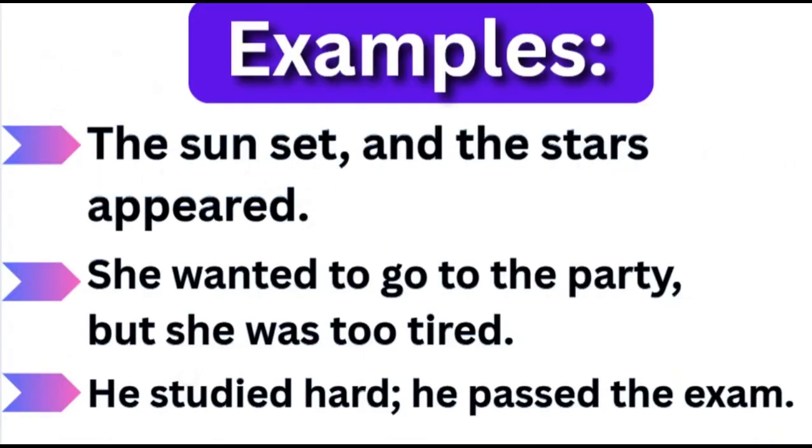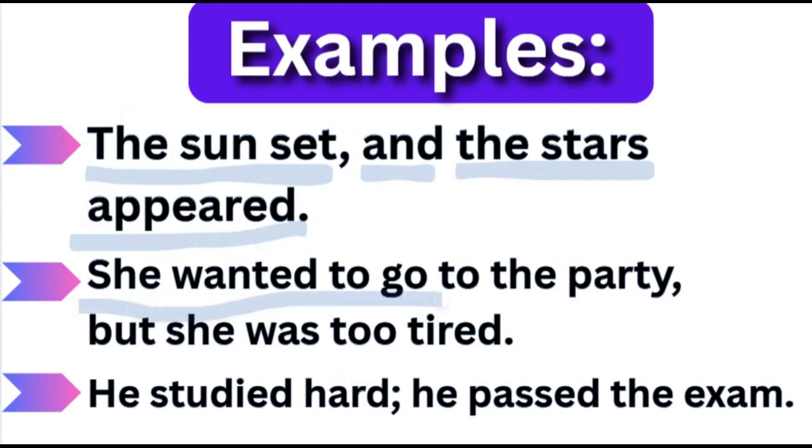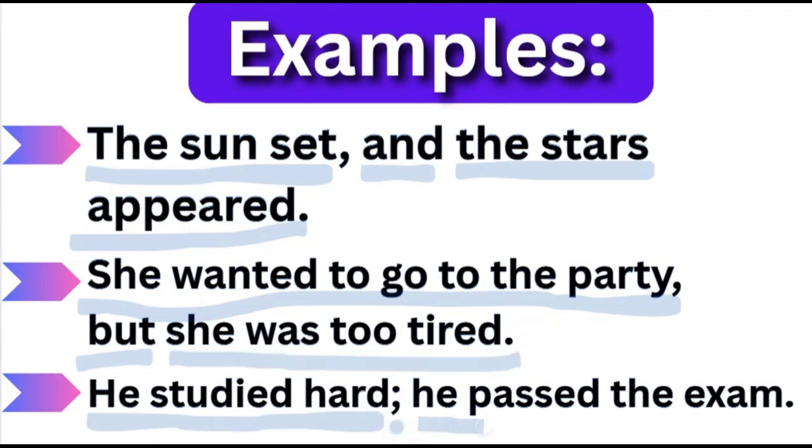Examples: The sun set and the stars appeared. See, the sun set is a complete sentence and the stars appeared is another. They are joined using and. She wanted to go to the party, but she was too tired. She wanted to go to the party is one independent clause and she was too tired is another, joined by but. He studied hard; he passed the exam. Here, two independent clauses are joined using a semicolon. I think now compound sentences are clear to you all.